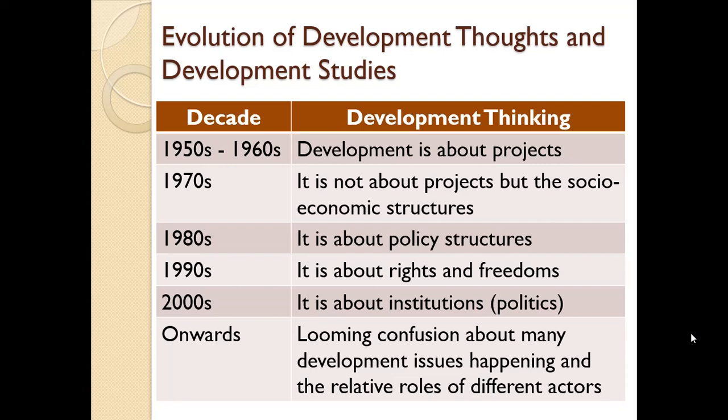But then in the 1970s, you have other scholars saying that no, it's not about projects, it's about socio-economic structures, how things are arranged, maybe for instance how society is arranged, the capitalists and the communists. And then you have, for instance, the inequalities, the upper class and the working class and the poor. So it's about economic structures.